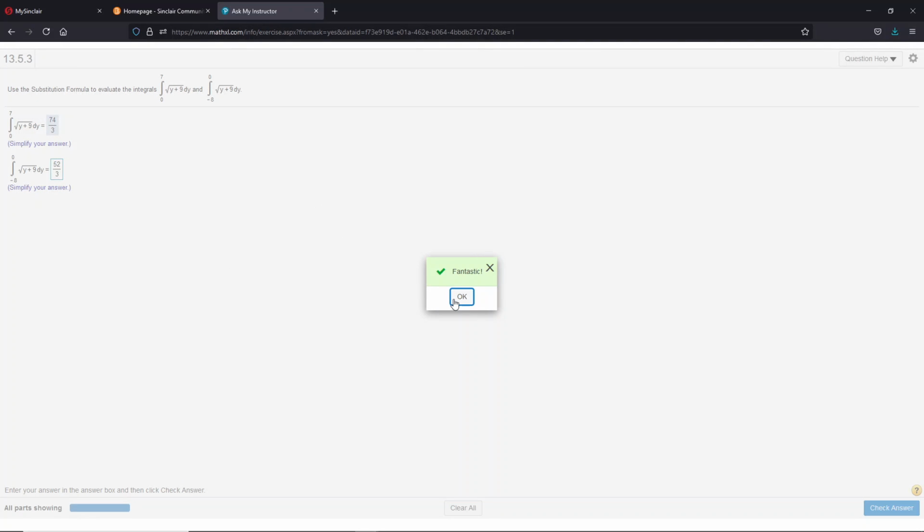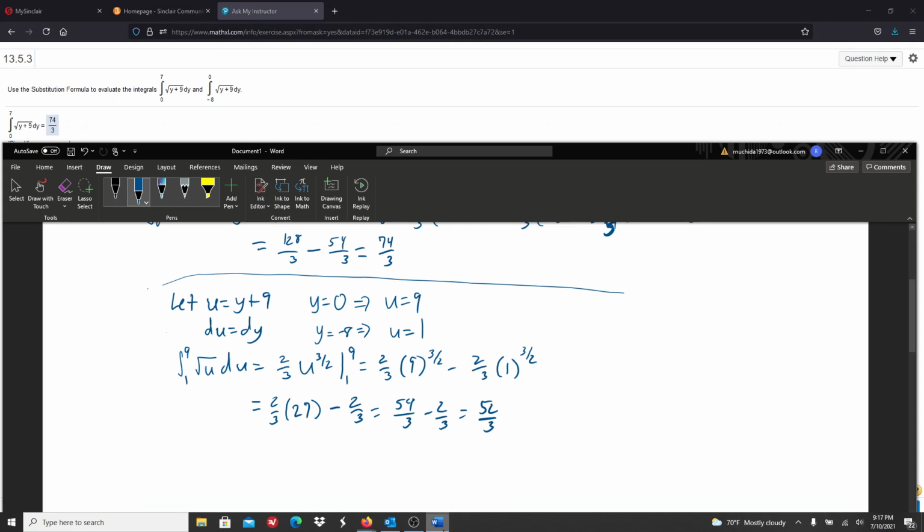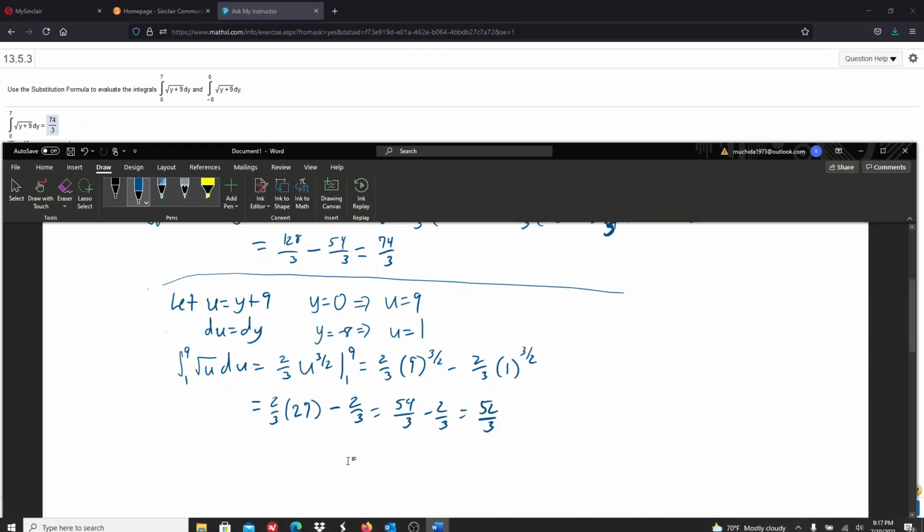And again, fantastic. So that's two different ways. You get the same answer either way, and they're not really different. It's just a different viewpoint of it in terms of the y or the u. But like I said, you get the same answer in the end either way.